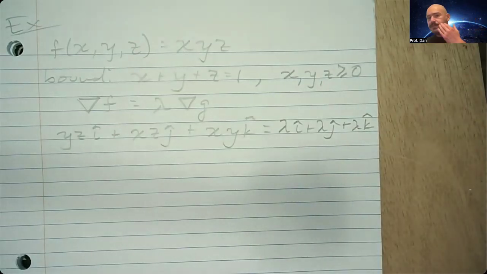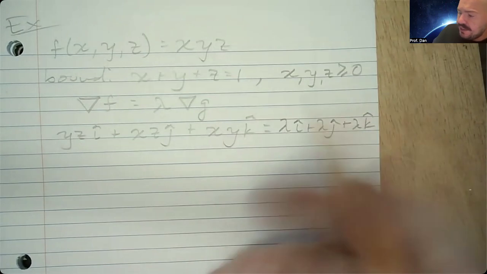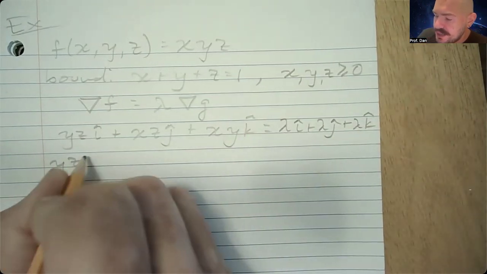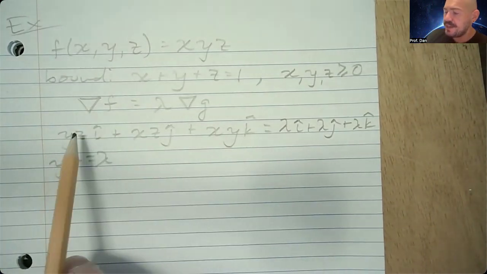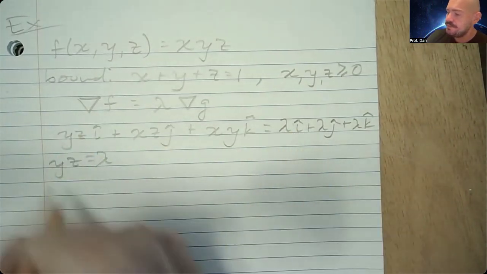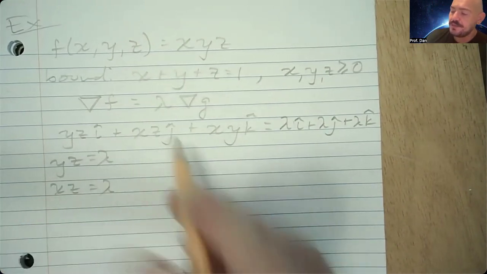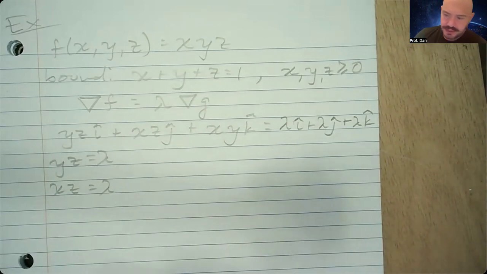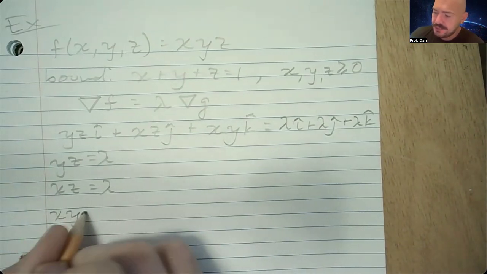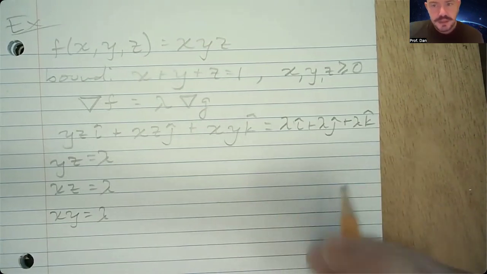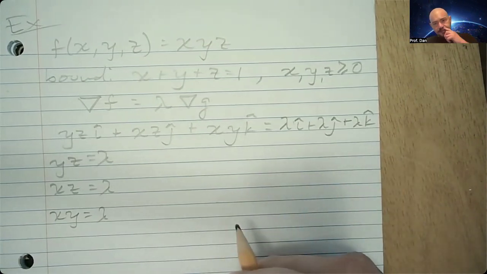So now I have the equation that I need to solve for my Lagrange multiplier. And I'll need to solve a system of 3 equations this time. So we get yz is equal to lambda, which I got from setting the i components equal. Then I get xz is equal to lambda, which I got from setting the j components equal. And xy equals lambda, which I got from setting the k components equal. So this one's going to be a little bit trickier.